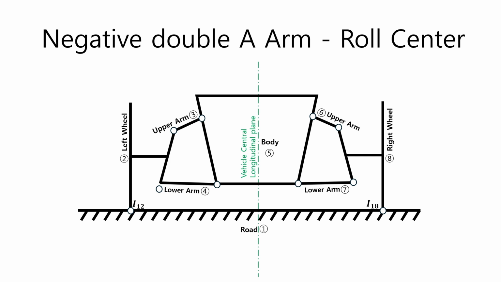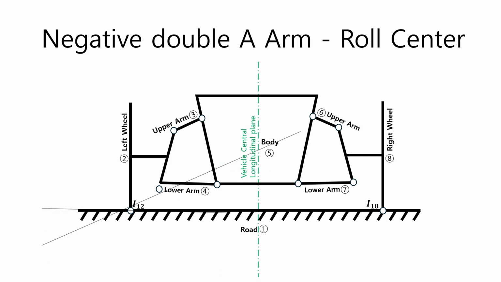The lateral cross-sections passing through these two instant centers also pass through the centers of the left and right wheels. In addition, the longitudinal section passing through the instant center I12 of the left wheel passes through the center of the left wheel, and the longitudinal section passing through the instant center of the right wheel also passes through the center of the right wheel.